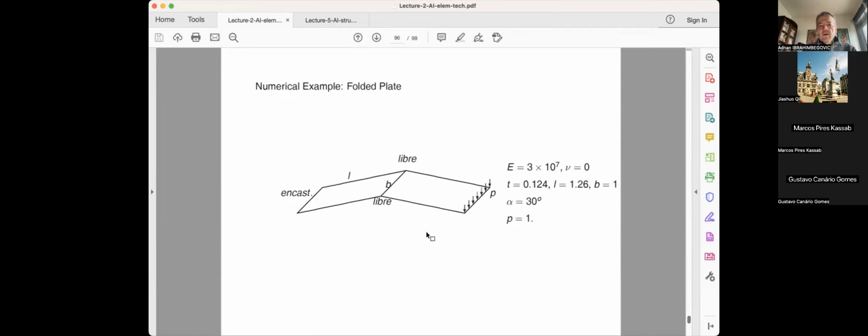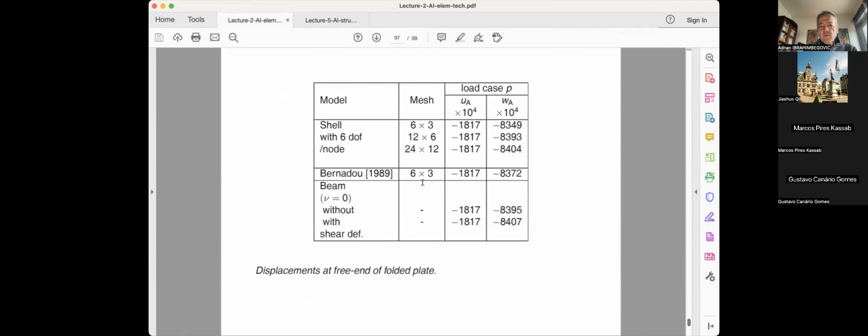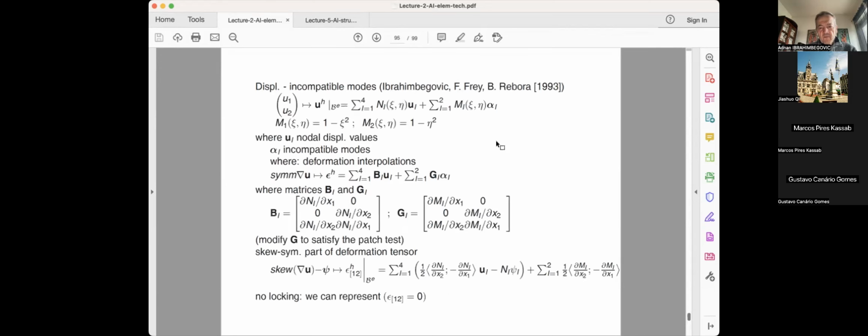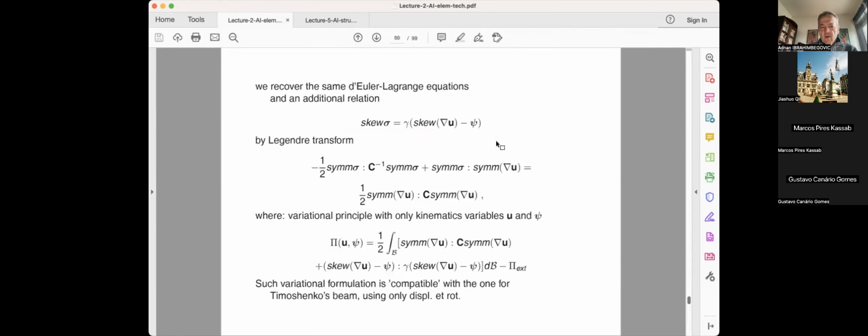After that, you can use either one of these two interpolations, and you handle this element. These are some examples of the folded plates where we can get results which are more or less perfect if you refine your mesh and so on and so forth. So this was the first story of building the incompatible mode element.